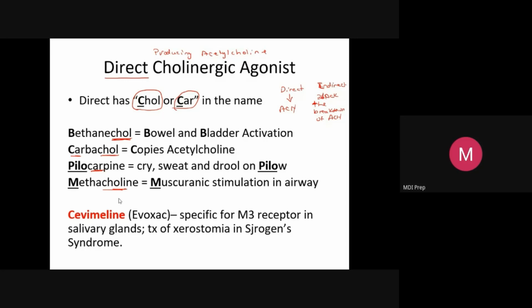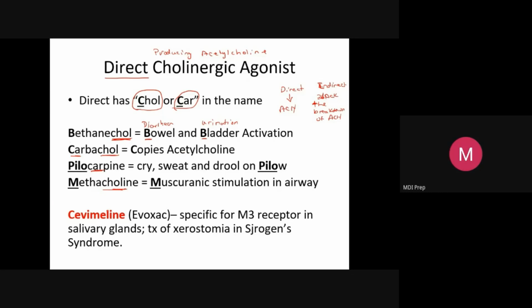Make it easy, okay? So now look at this. Watch how easy this is. So you see bethanechol, right? Look at what it does. Bowel and bladder activation. Meaning if we activate the bowels, that can cause diarrhea. If we activate the bladder, that can cause urination. Ooh, that sounds just like what cholinergics do, right? Yep. Now watch how cool this is.